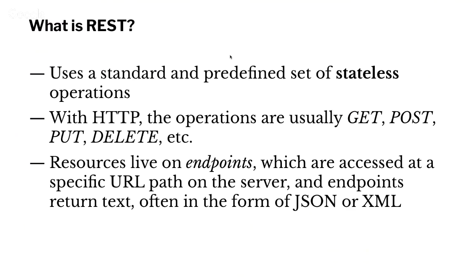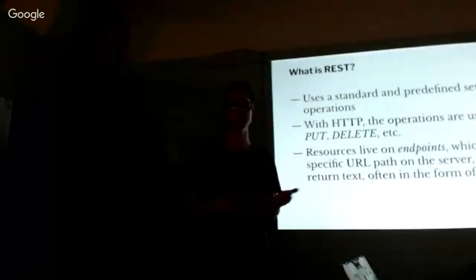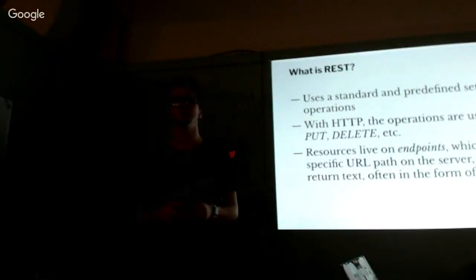Okay. So resources live on endpoints, which we'll see when we do this demo. When we put this up, it's very easy to map functions to specific endpoints. They're access to a specific URL path on the server. In these endpoints, we return text like JSON or XML. Both of those are pretty standard. And things like SOAP, like I mentioned, I think were default XML. Is that right? Did SOAP do XML? Yeah. Okay, so REST is more JSON.